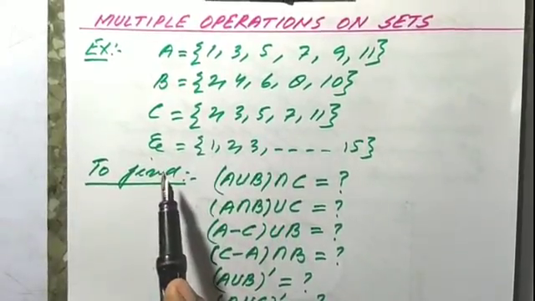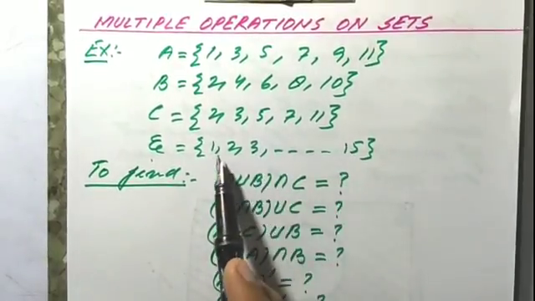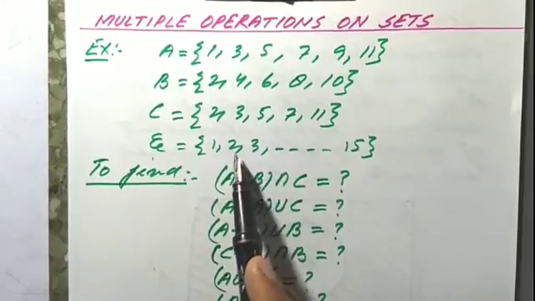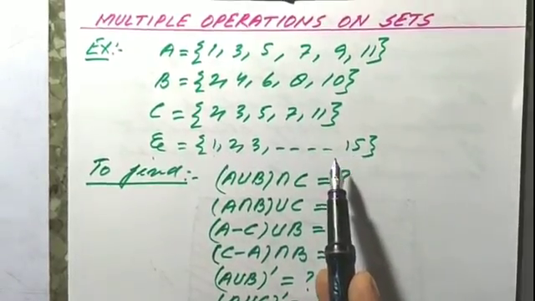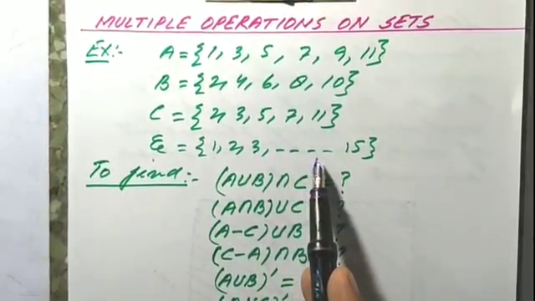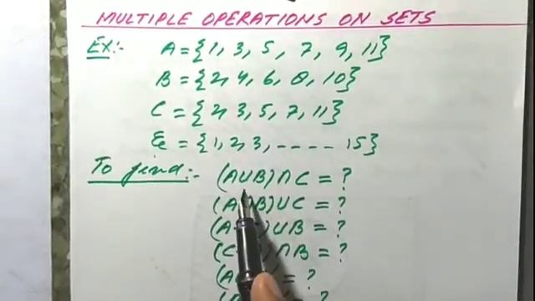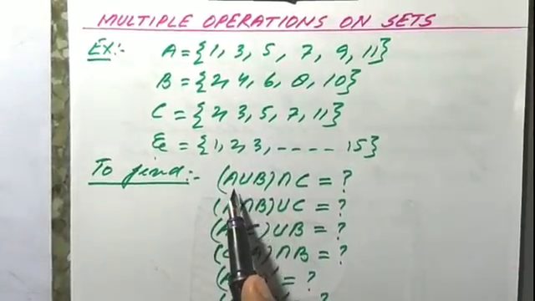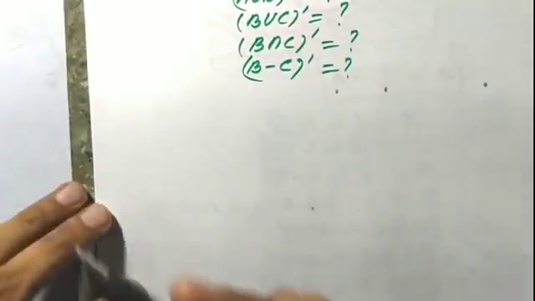And the universal set is 1, 2, 3, ..., 15. That is all the natural numbers from 1, 2, 3 up to 15. That means 1, 2, 3, 4, 5, 6, 7, 8, 9, 10, 11, 12, 13, 14, 15. This is the universal set. So suppose we have to find first A union B intersection C. So let's start.